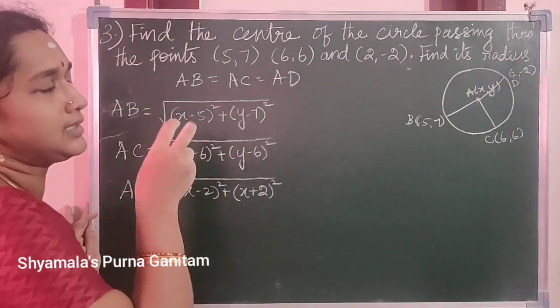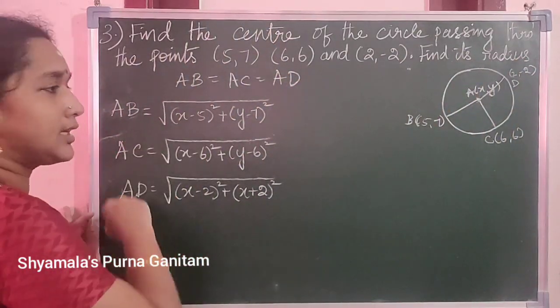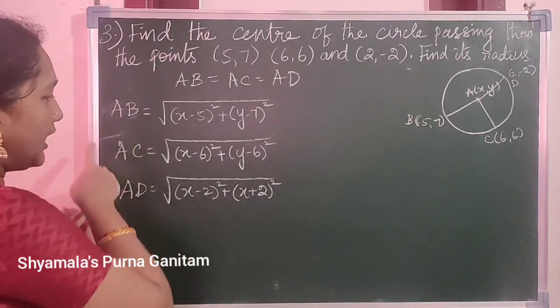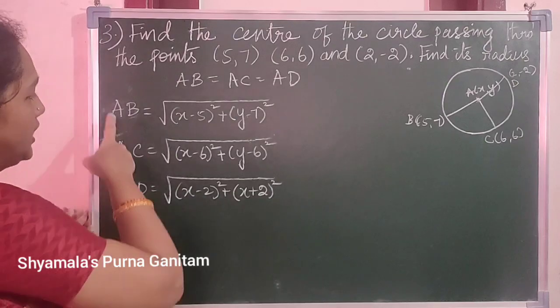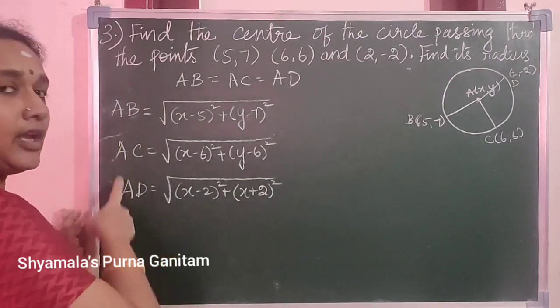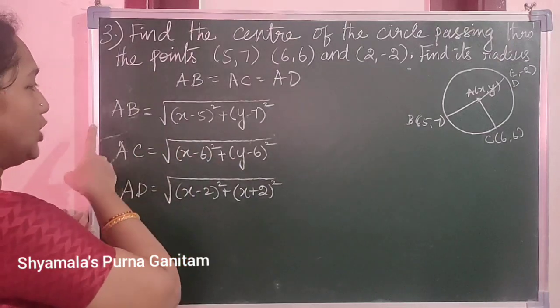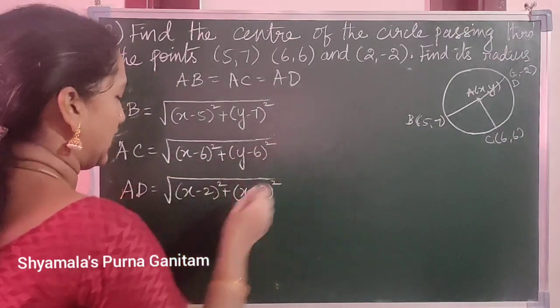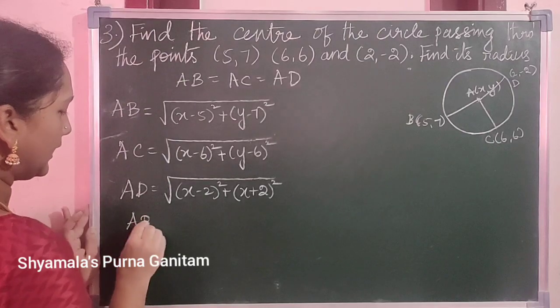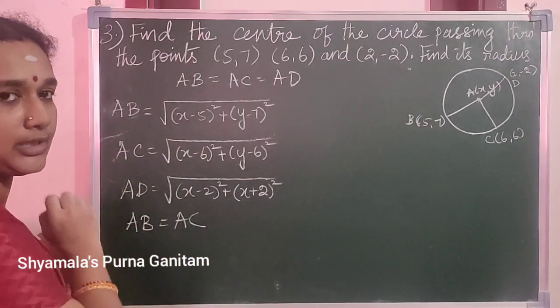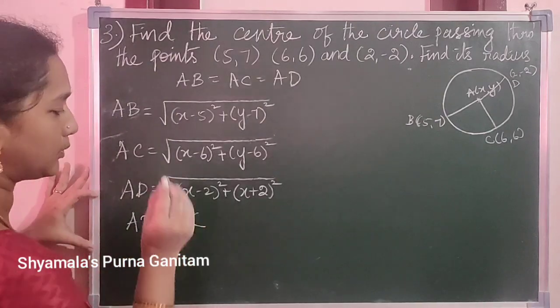Any two things, when you are taking any two, one should be common to both. AB and AC, then AB and AD, or AC and AD, anything like that you can take. So first I am taking AB is equal to AC. Then next one is AB is equal to AD.